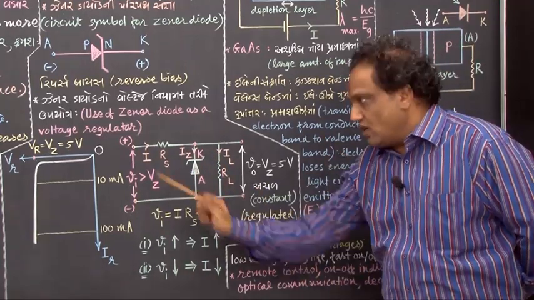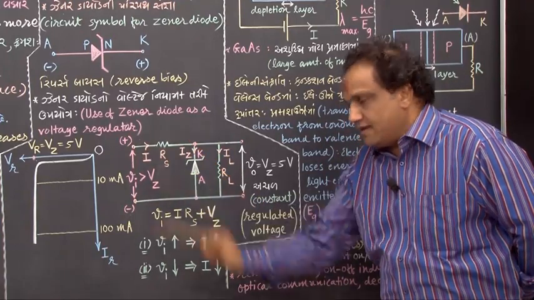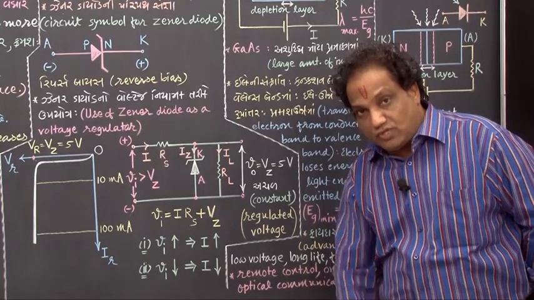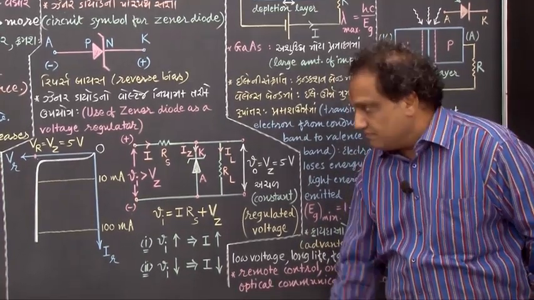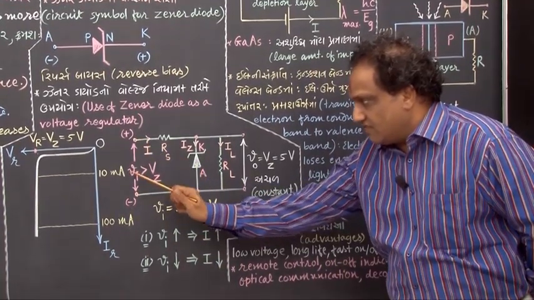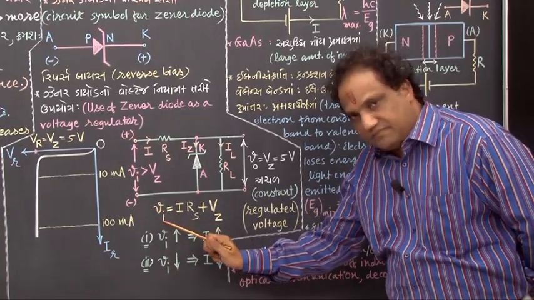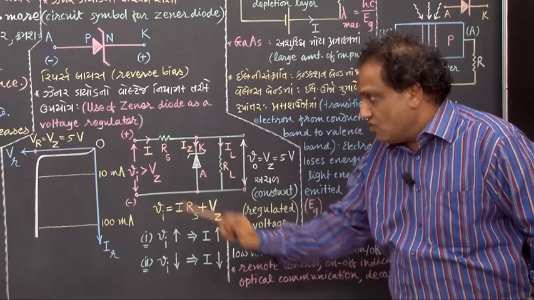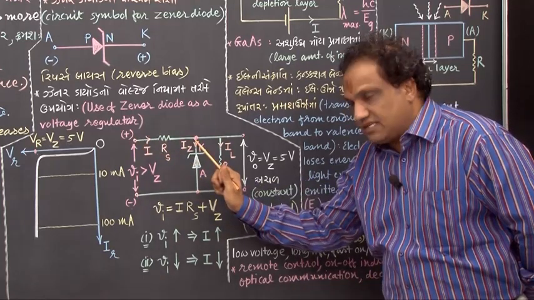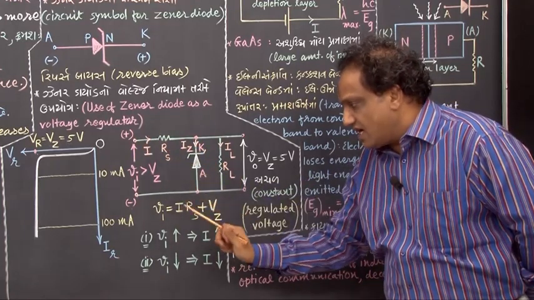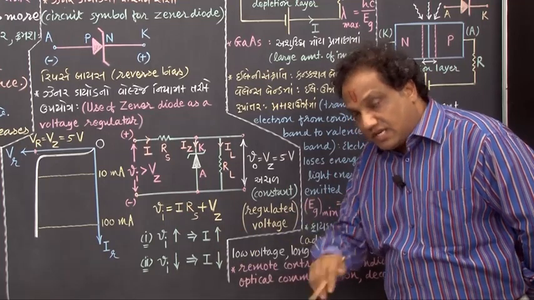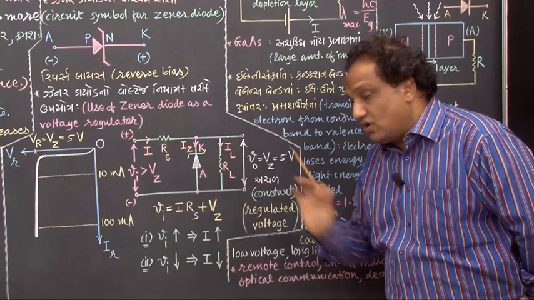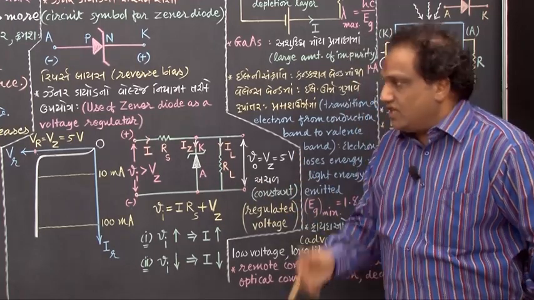Now tell me, just apply Kirchhoff's second law here. If you apply Kirchhoff's second law in this loop, then according to that law, voltage applied should be equal to summation of voltages obtained. What is the voltage applied here? It is VI. Correct? And that should be equal to summation of voltages obtained. What is the voltage obtained across RS? It is current into resistance. So it is I into RS. Plus remaining voltage you get between these 2 points, and it is the voltage across Zener diode.